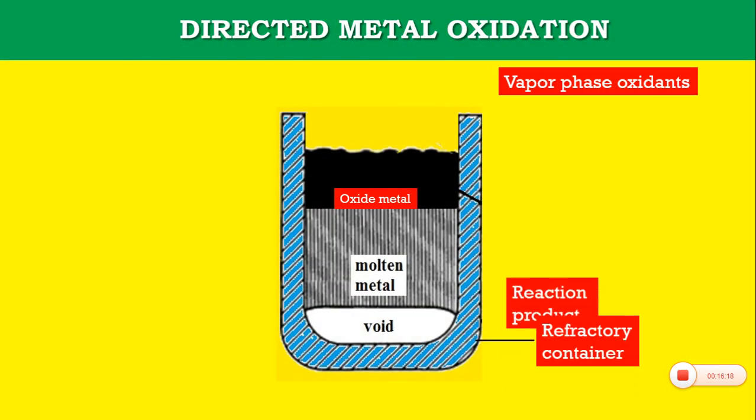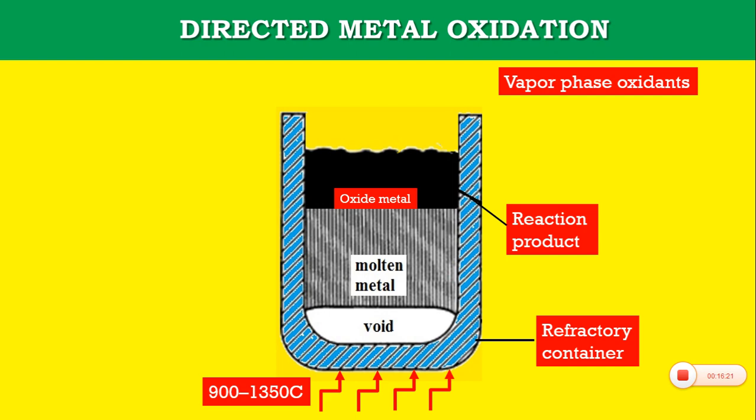Now we see the process here. Again, there is a refractory container. In this directed metal oxidation process, if we want to fabricate a metal matrix composite, consider a molten metal, an aluminum alloy. The aluminum alloy in the molten form is being oxidized by a gas, usually air, at a temperature of 900 to 1350 centigrade.